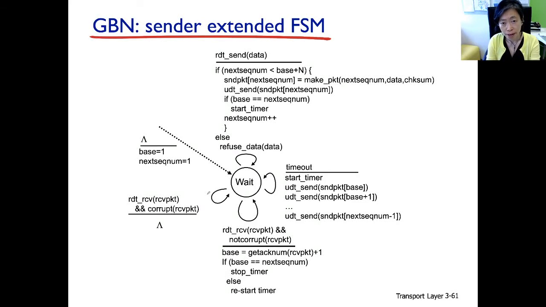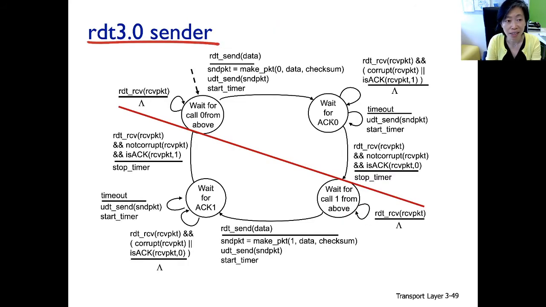Go back and sender's finite state machine. Before we start talking about this, let me review RDT 3.0 sender's finite state machine. And here it is, the RDT 3.0 sender. Okay, so we're starting here. There are 4 typical transitions: 1, 2, 3, and 4.